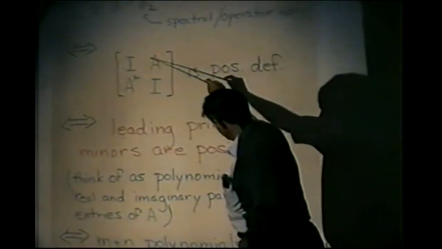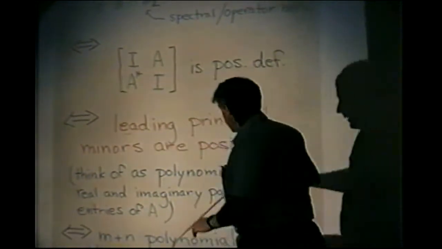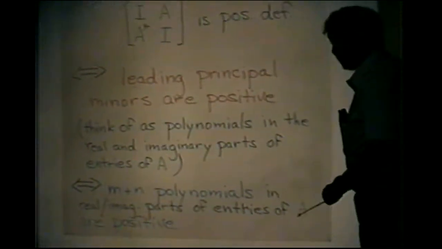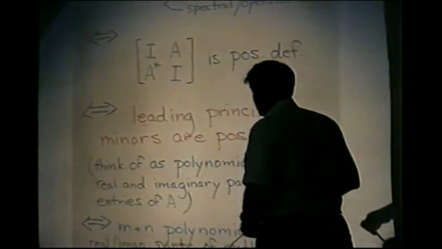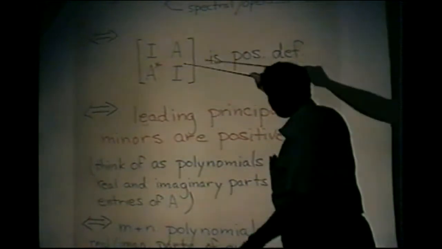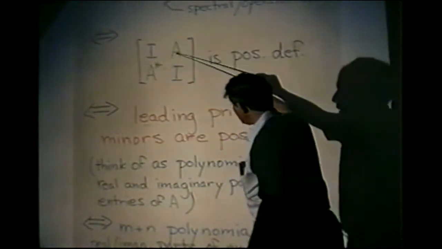So if this matrix was n by n, there's just n plus n leading principal minors, and in fact I don't even need that many because up here I have the identity, but in any event at most n plus n, and I can think of those leading principal minors as polynomials in the real and imaginary parts of the entries of A.